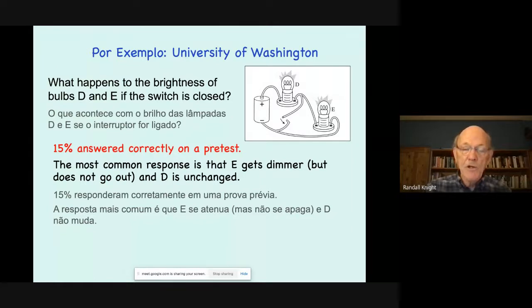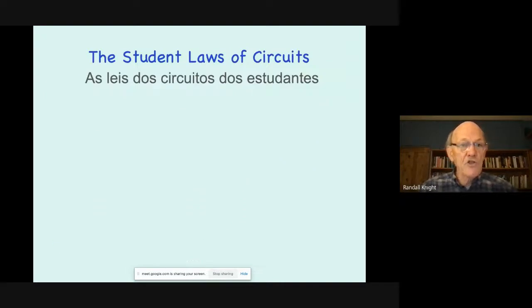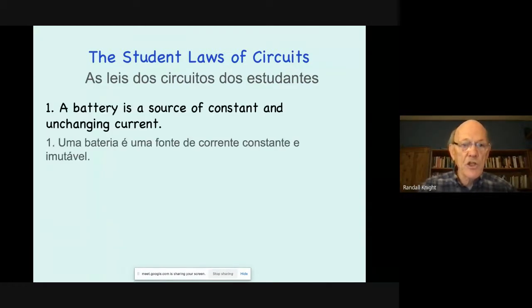Did we get 100% gain this time? Well, unfortunately, no. There was no change at all. On the final exam, still only 15% could answer it correctly and 85% answered it wrong. Now, in physics, we have circuit laws. We have Kirchhoff's laws of current and the loop law and the junction law and so on. And again, students have their own laws of circuits that you can learn by probing with a lot of questions, how they think about these conceptual situations.